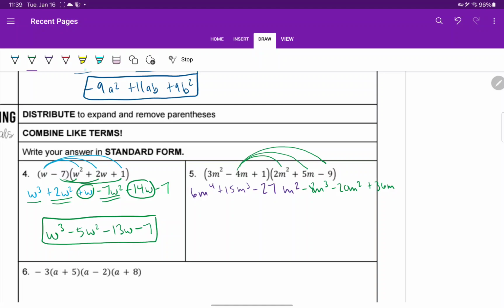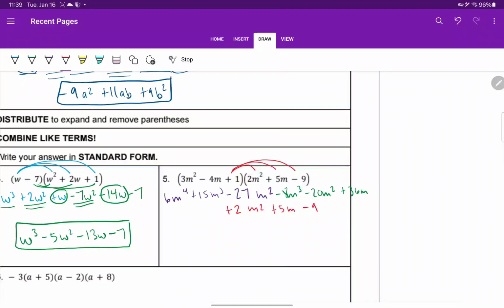All right, now as you'll notice, I'm running out of space, so now I'm just going to move my last one when I distribute the 1 down to the bottom. So 1 times 2m squared is 2m squared, positive. 1 times 5m is going to be 5m. And then 1 times negative 9 is minus 9. All right, so last but not least, we're just going to combine these like terms here.